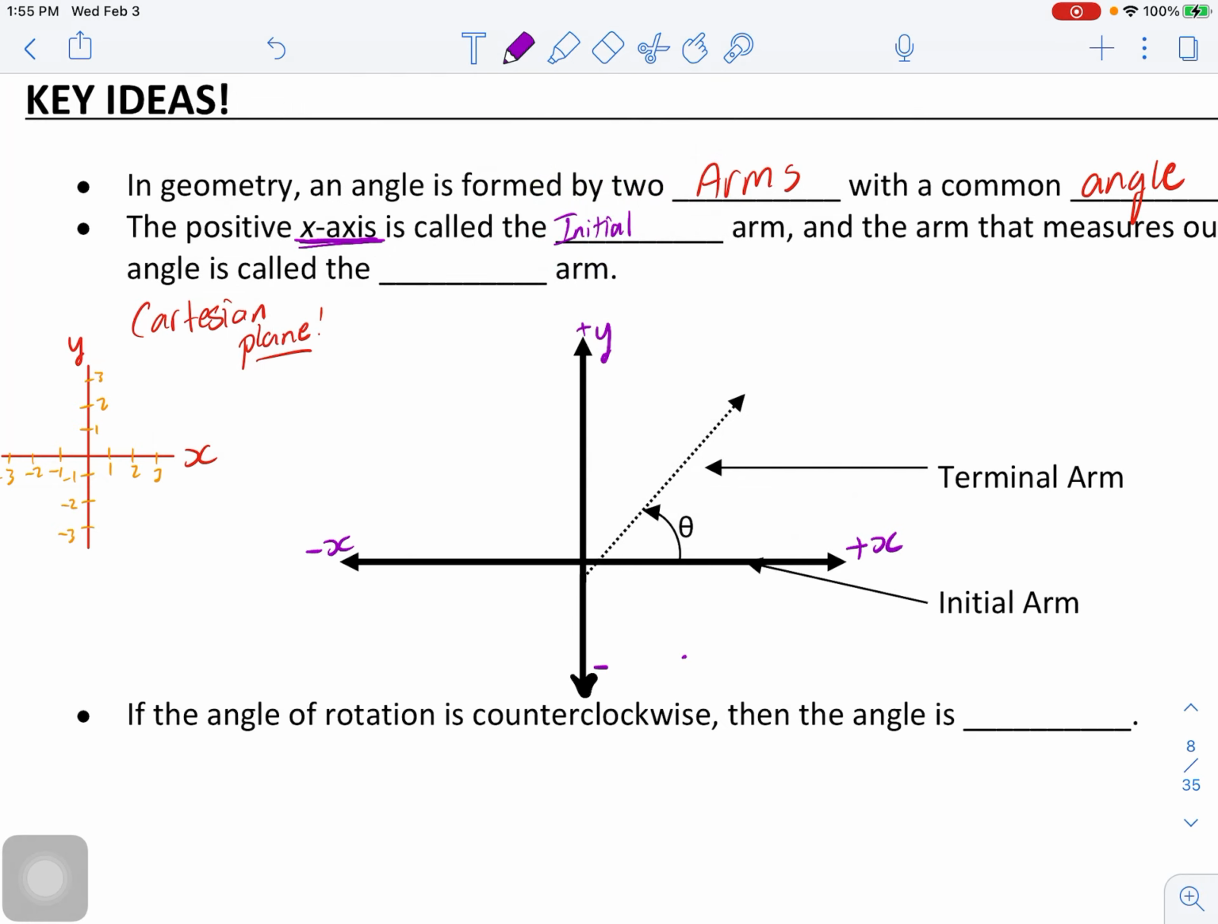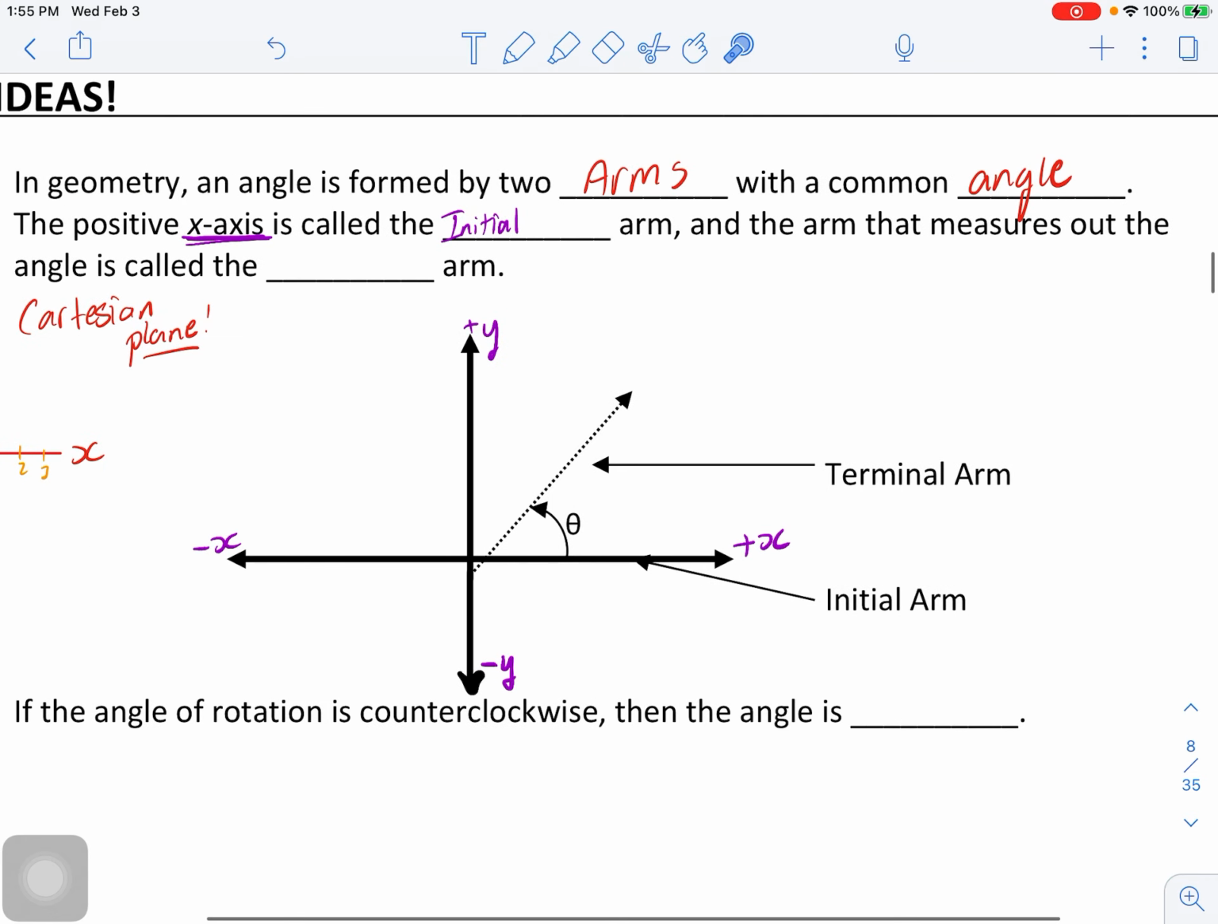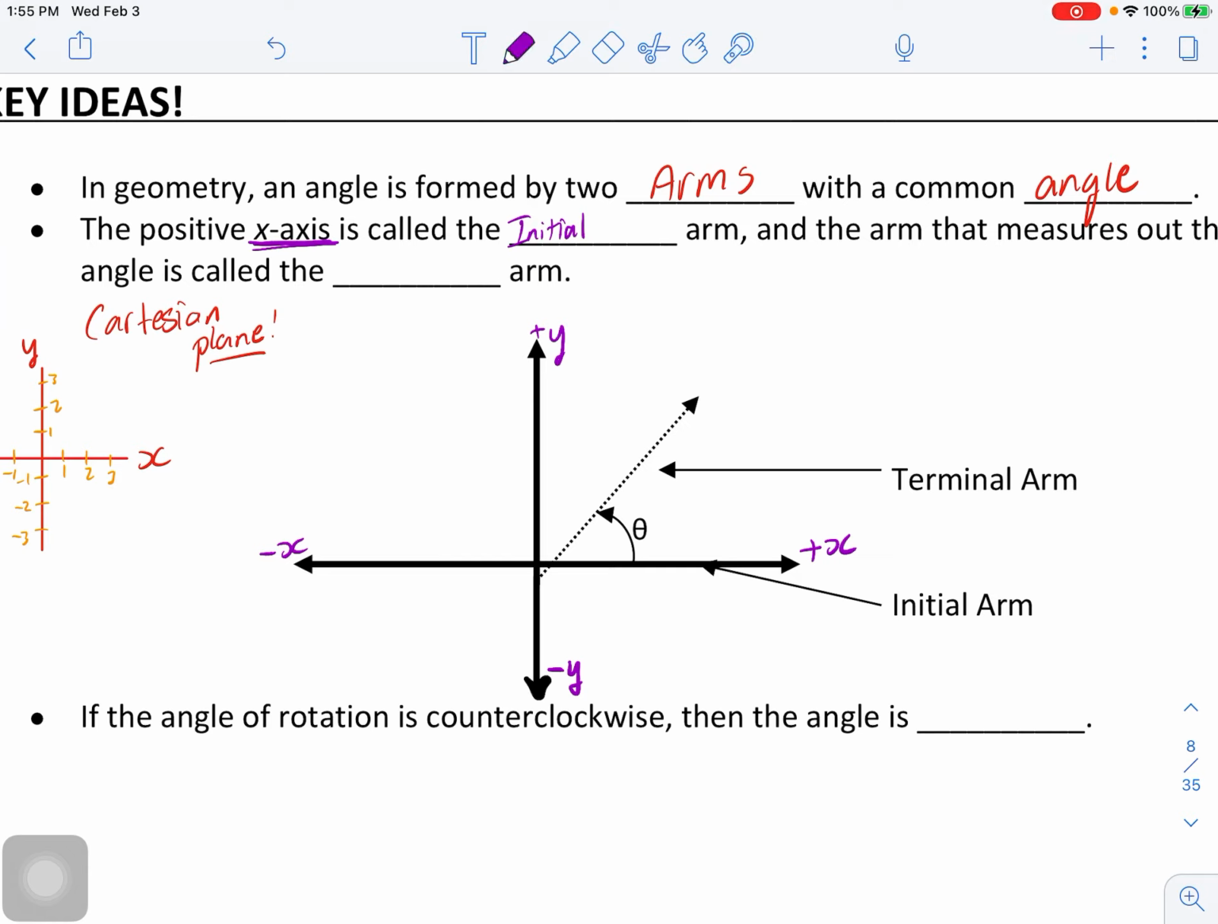Okay, so these are all things we should know from previous math courses. Now, again, what's important is that the positive x-axis is known as the initial arm. And then when you extend an arm that measures out this angle, it is called the terminal arm.